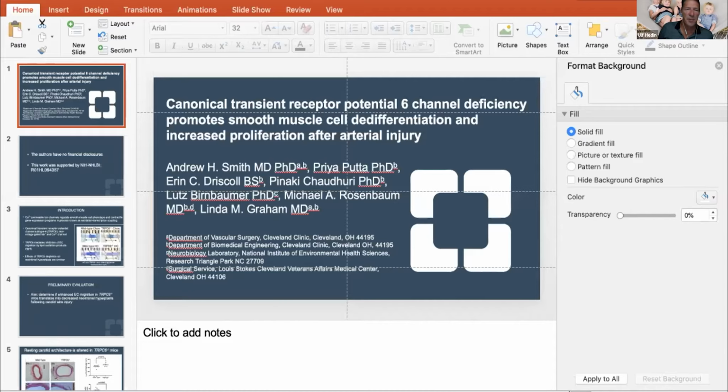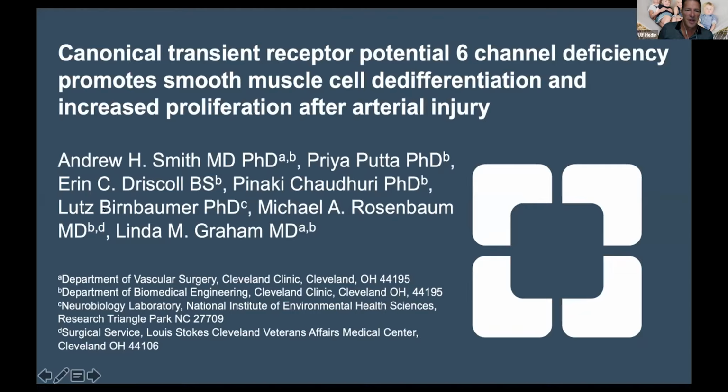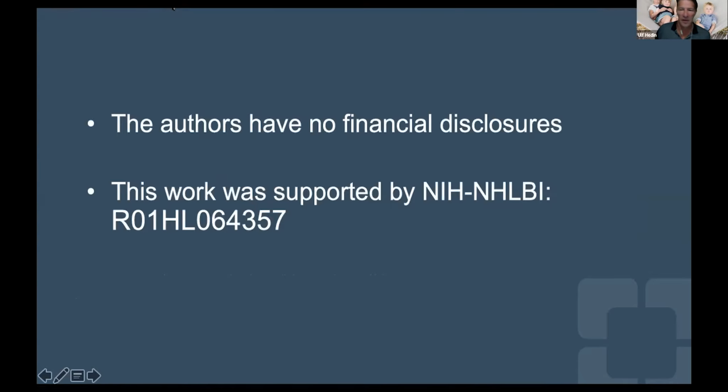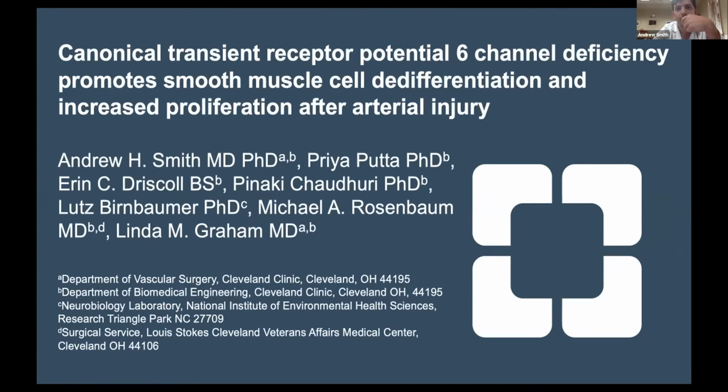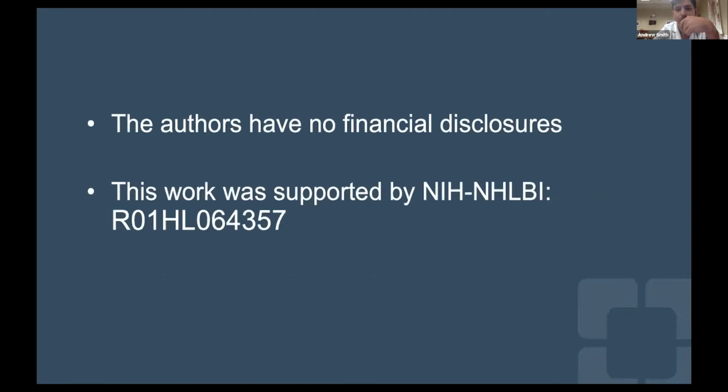TRPC6 deficiency promotes smooth muscle cell dedifferentiation and proliferation after arterial injury. Thank you very much for the opportunity to present our manuscript on the effects of TRPC6 channel deficiency on smooth muscle cell dedifferentiation and proliferation after arterial injury. We have no financial disclosures.